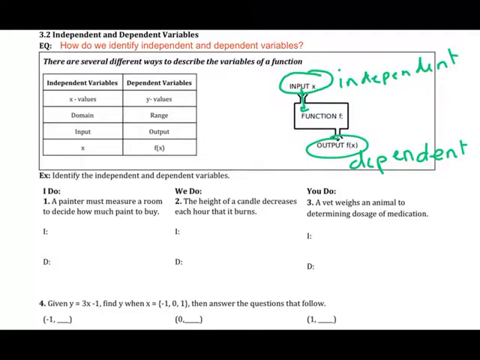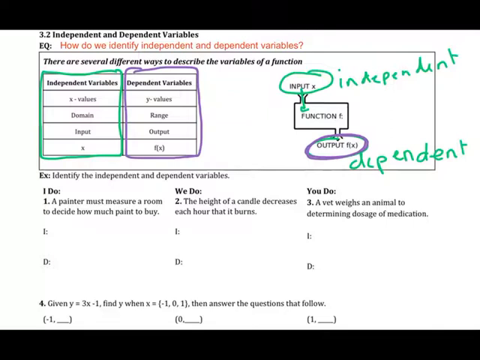So there's a bunch of different terms that are all used to represent independent variables, and that are all of these green terms on the left. Independent variables are often referred to as the x values, the domain, the input, the x's. Dependent variables are often talked about as the y values, the range, the output, f of x, which we'll focus on, that f of x notation, in 3.3.